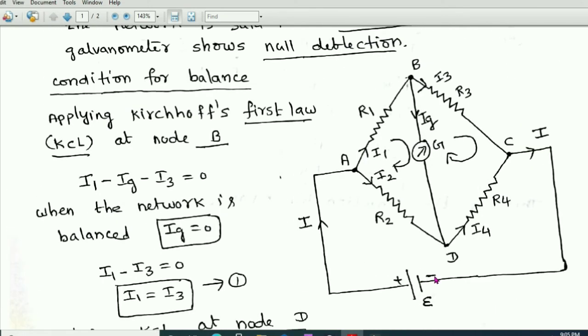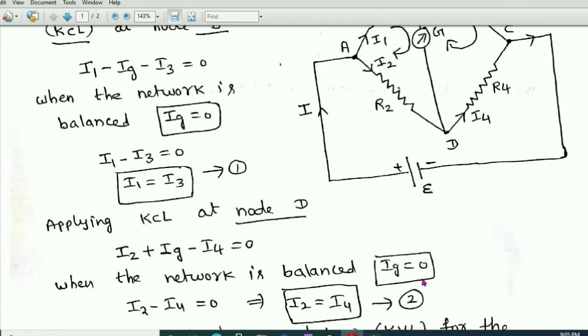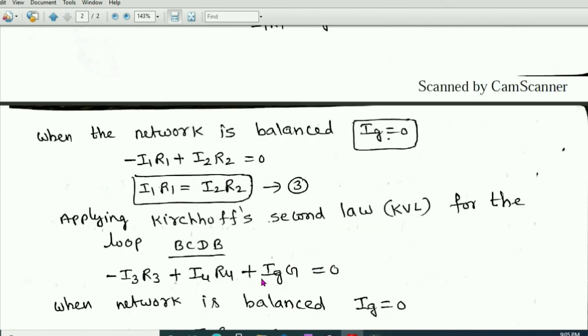Next, to complete the closed loop, we have to move from D to B. When we are moving from D to B, the arrow mark is in the opposite direction. This is the current direction, but we are moving D to B in the opposite direction, which means the IR product is positive. So IR means IG into G, where G is the resistance here. We take plus IG G is equal to 0.